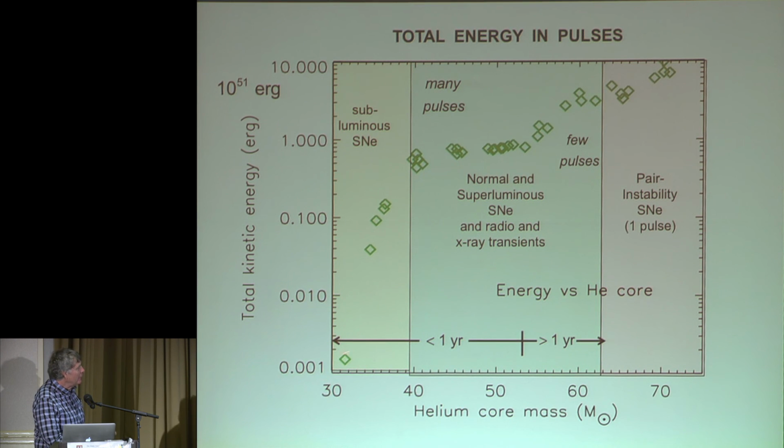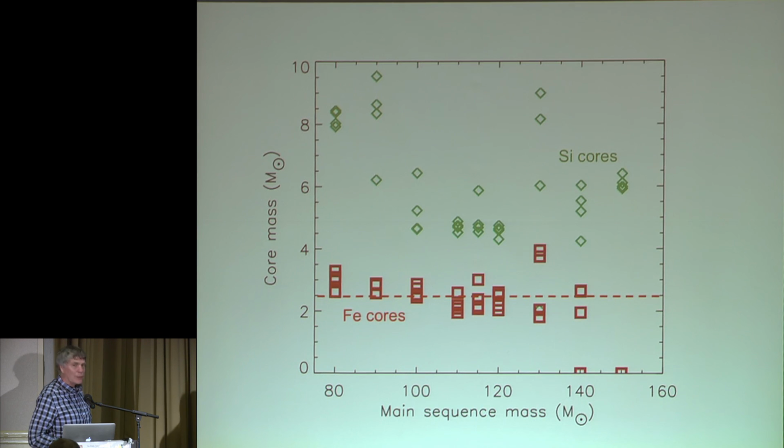But on the light end, you have many small pulses that make subluminous supernovae. Then there's a range where you make normal supernovae with an energy of about 10 to the 51 ergs. Then a range where the pulses might be years and centuries in between, where you make ultraluminous supernovae and radio transients. And then finally, a place where the pair-instability blows up the star on one try. Okay? So there's a very wide range of things that can happen.